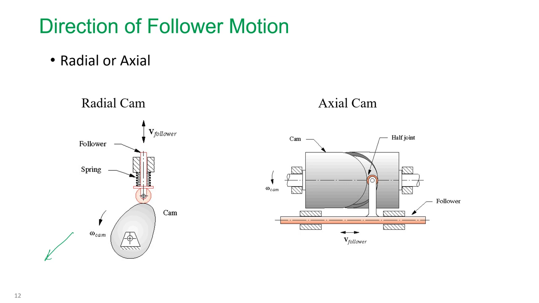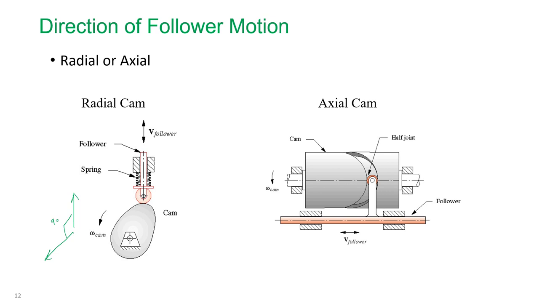And you can see that the follower action is getting something like this direction. And these two are making a 90 degrees angle between the two. So the axis of traverse of the follower is upwards and downwards, and the axis of rotation of the cam is coming out of the paper. So it means that the two axes are mutually orthogonal. But this is not the case in case of axial cam.